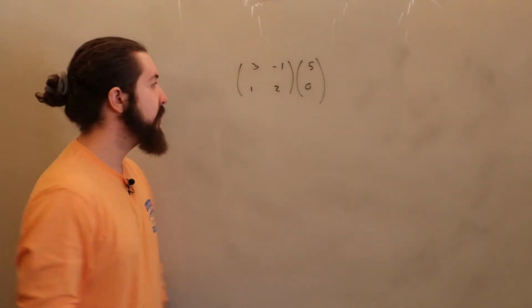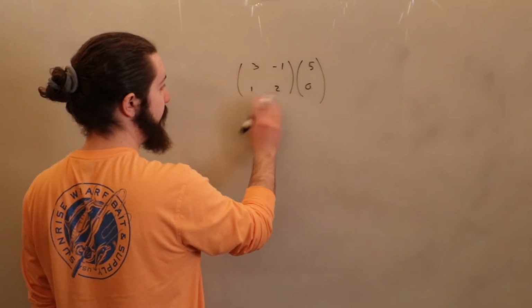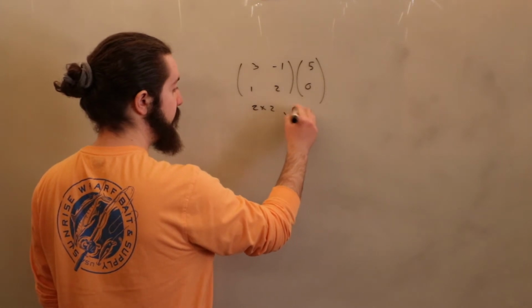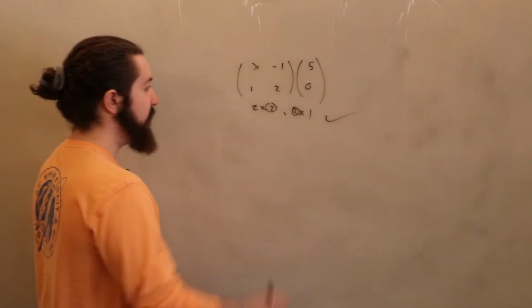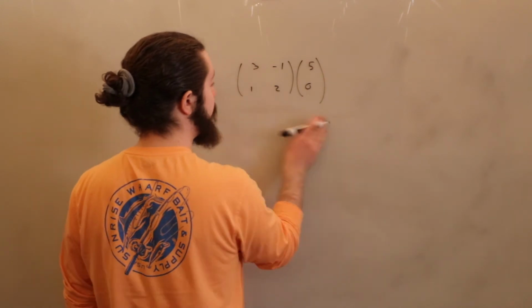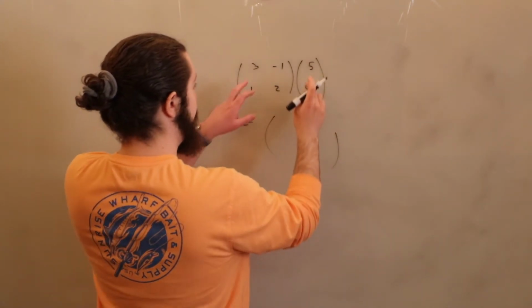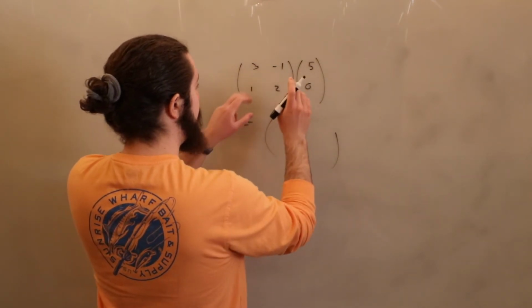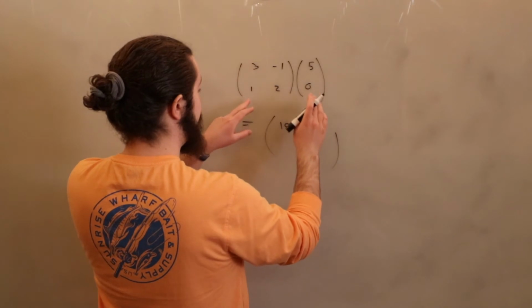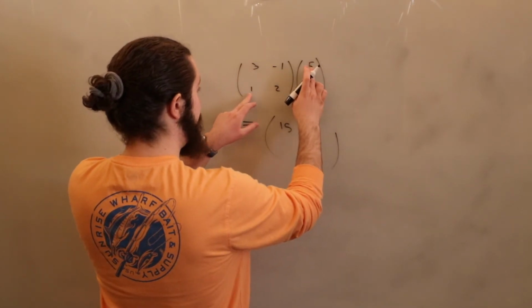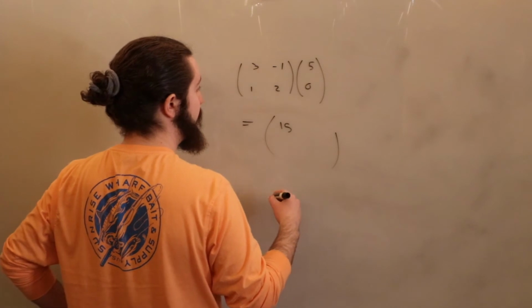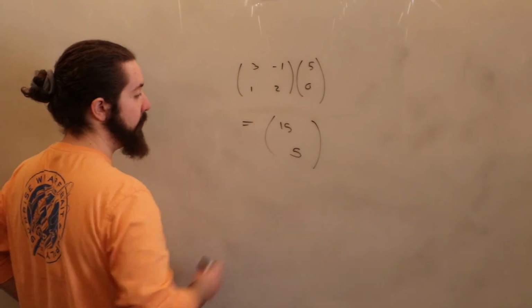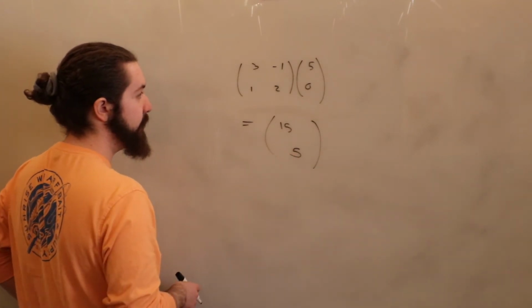How about these two? Well, we have a 2 by 2 matrix here and a 2 by 1. 2 by 2, 2 by 1. These two numbers agree. We're good. So let's do it. What is this going to be equal to? Well, we're going to have 3 times 5 plus negative 1 times 0. It's going to be 15. Then for the second row, we're going to have 1 times 5 plus 2 times 0, which is going to be just 5. So it's going to be another 2 by 1 matrix, 15 and 5.